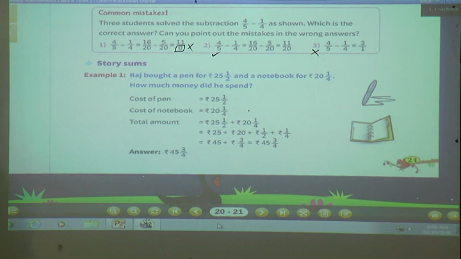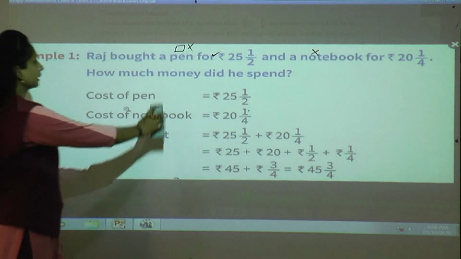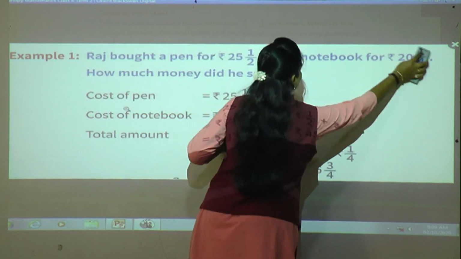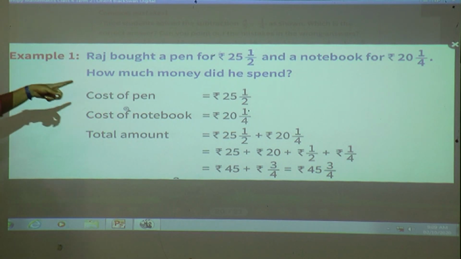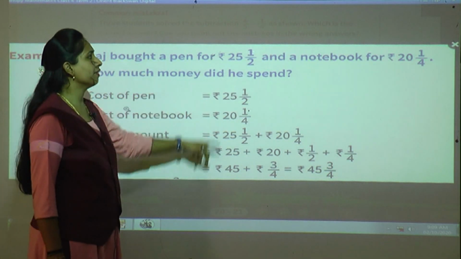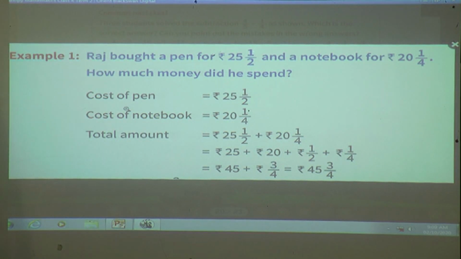Now let's move to the next topic, story sums. Today we are going to see the story sums of fractions. Now they have given the first example. Let me explain it to you. See, what is the question? Raj bought a pen for rupees 25 1 upon 2 and a notebook for rupees 20 1 upon 4. How much money did he spend?